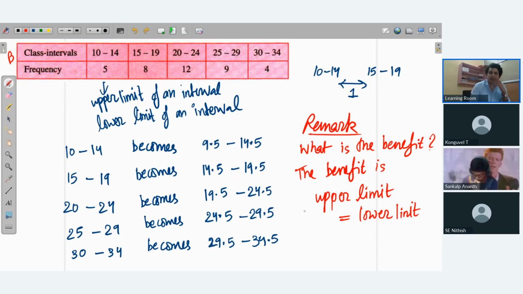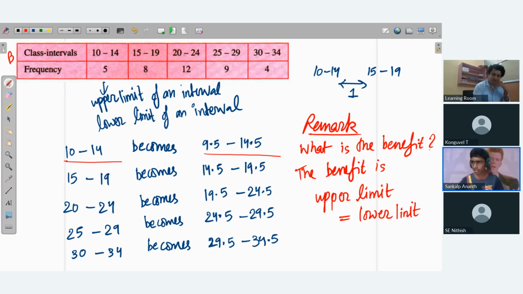We make a new table. The table in the sense that the class intervals will change. So 10 to 14, which you see here, becomes 9.5 to 14.5. What should be the frequency? The frequency will be 10. 5, sir. Yeah, we'll see. Don't worry.